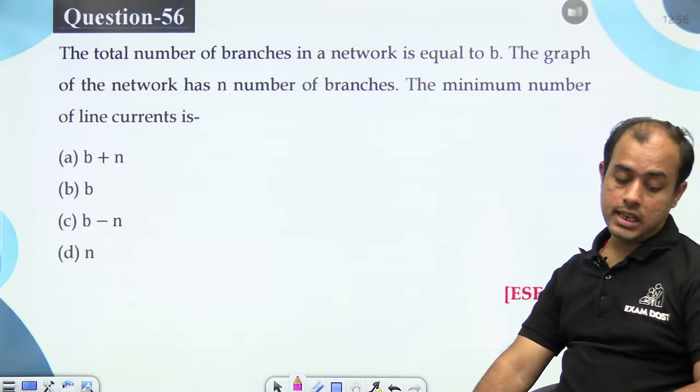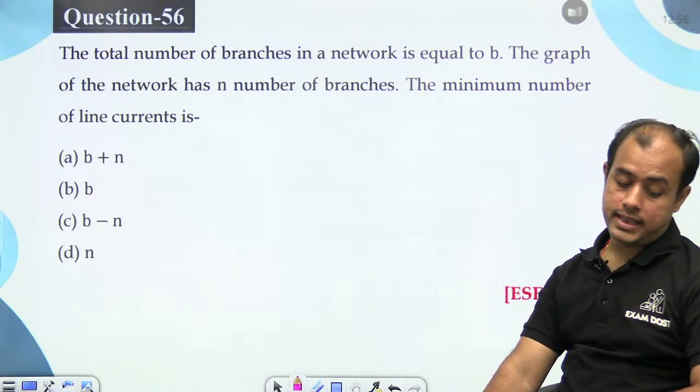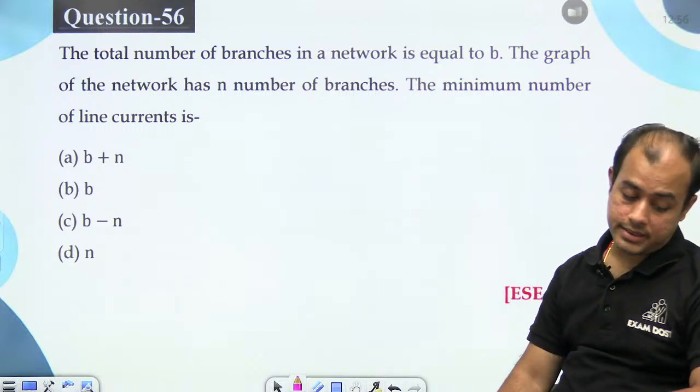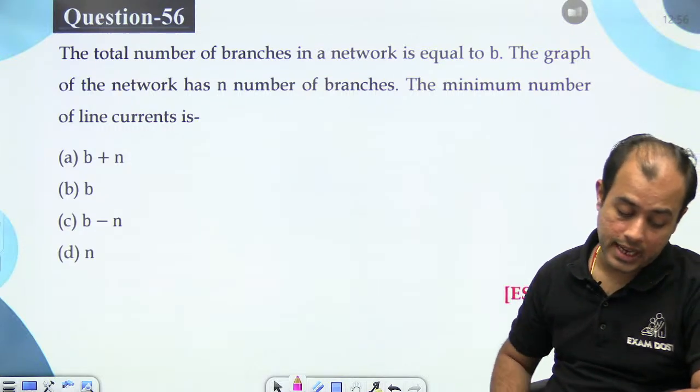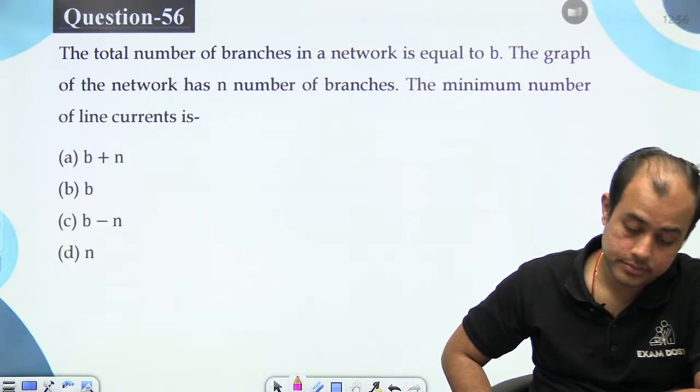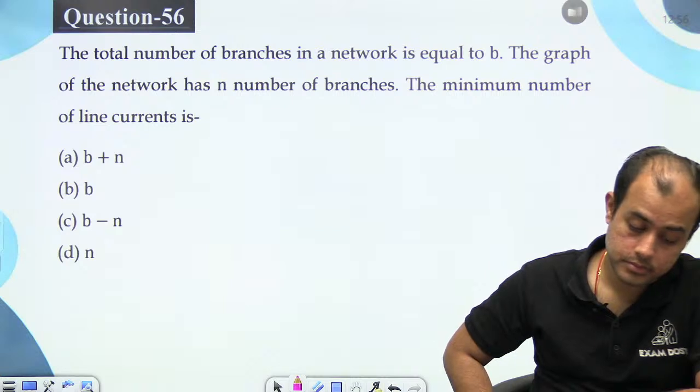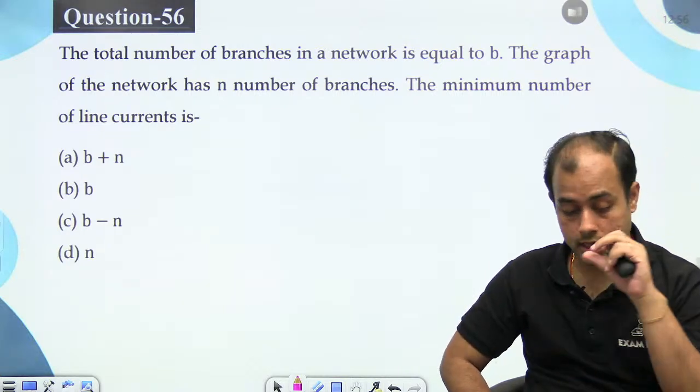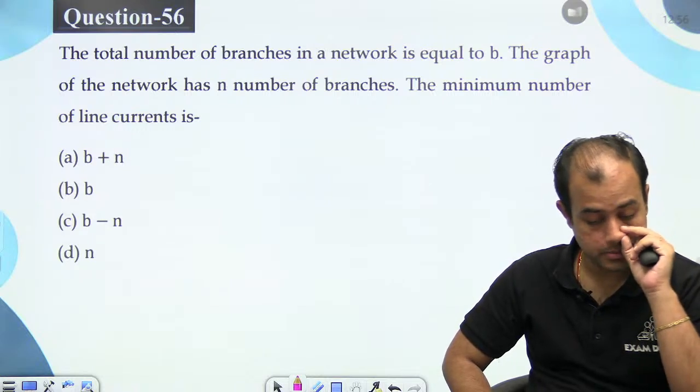अब देखिए, total number of branches is equal to B. Graph has n number of branches. The minimum number of line current. नेटवर्क की ब्रांचेस भी हैं, ग्राफ में n ब्रांचेस हैं.